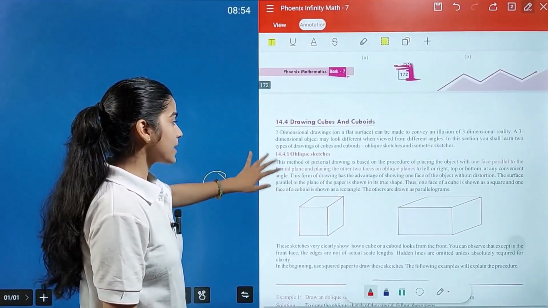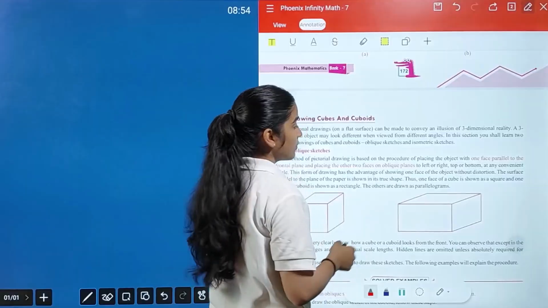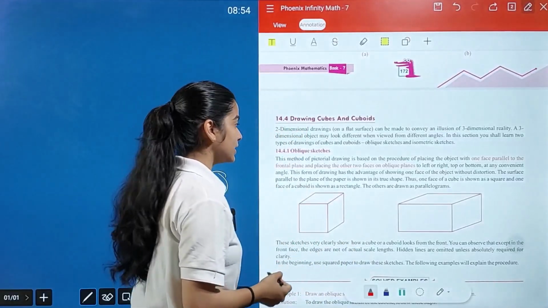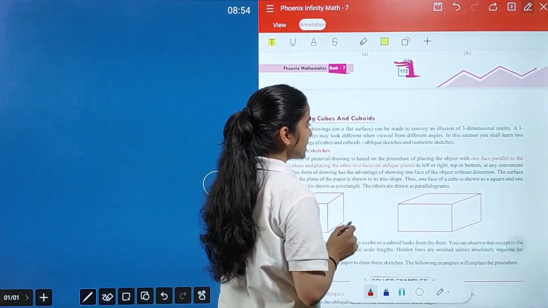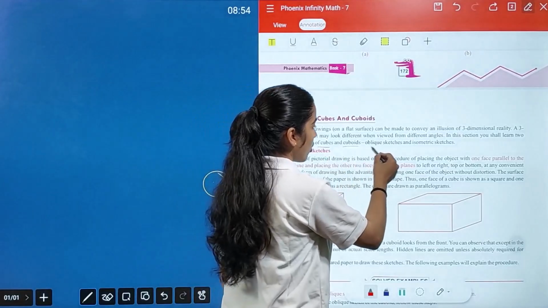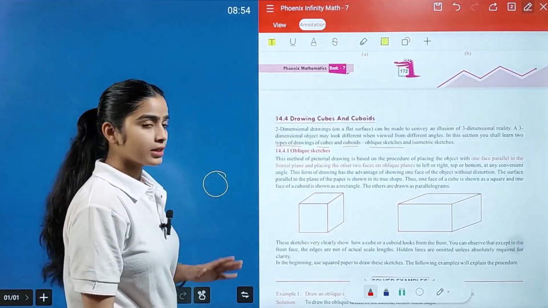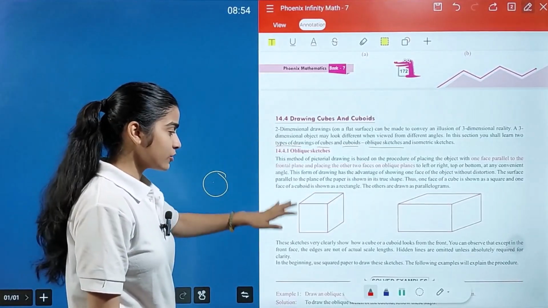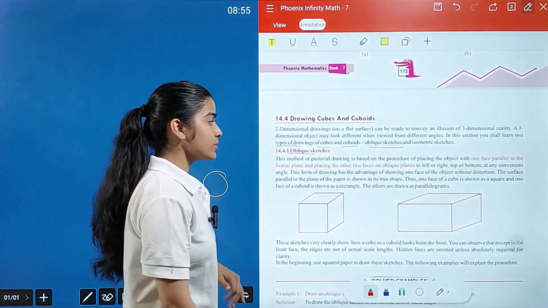Now drawing cubes and cuboids. Two-dimensional drawings on a flat surface can be made to convey an illusion of 3D reality. A three-dimensional object may look different when we view it from different angles. In this section, you shall learn two types of drawings of cubes and cuboids: oblique sketches and isometric sketches.